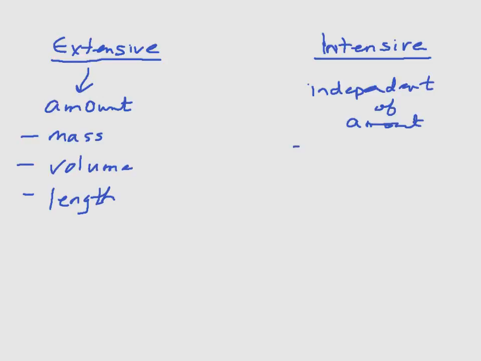So if you want to describe the color, as an example, and you had a sample of table salt in front of you, it would not matter if you had a tablespoon of table salt or a truckload of table salt. The color would be the same. So that's an intensive property. It doesn't matter how much you have. You can make the call about the color independent of the amount.